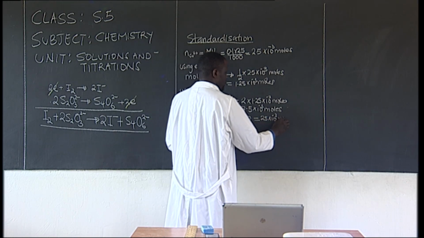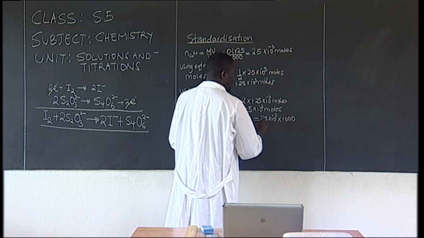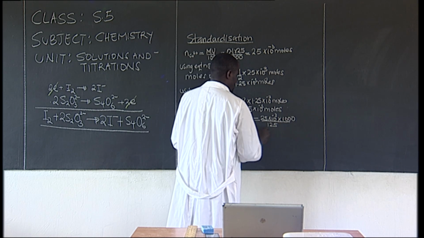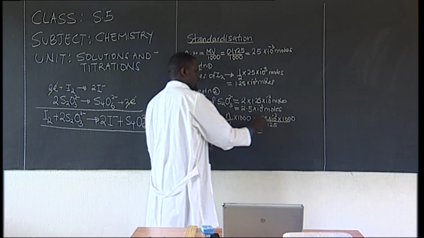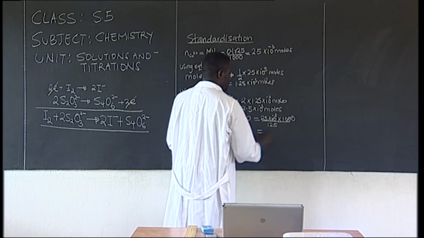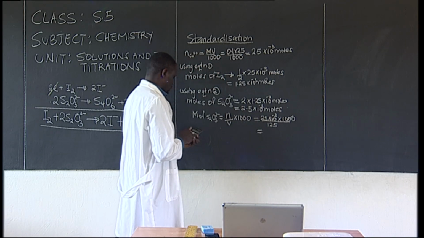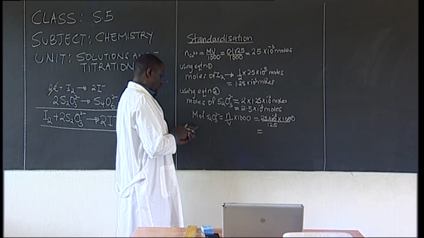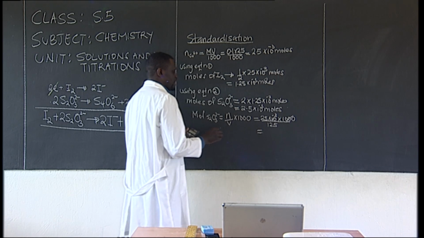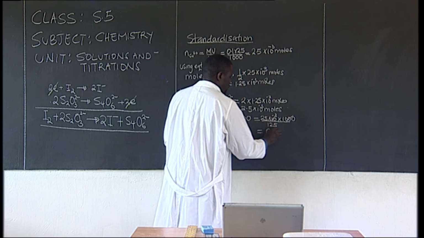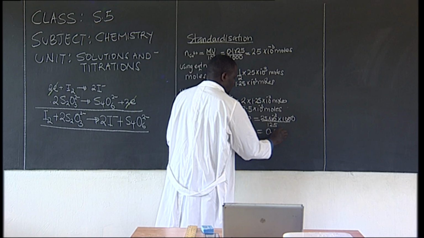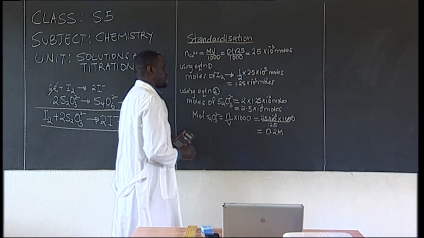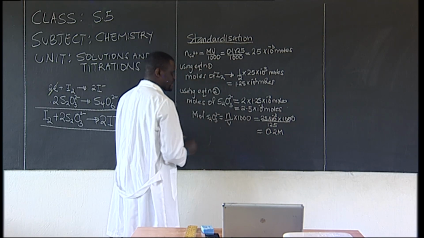Times 1,000, divided by 12.5, which is the volume of thiosulfate. So we cancel this one and this one. So we said 2.5. You can try out also to check the answers of the teacher. So our answer here will be 0.2 molar.